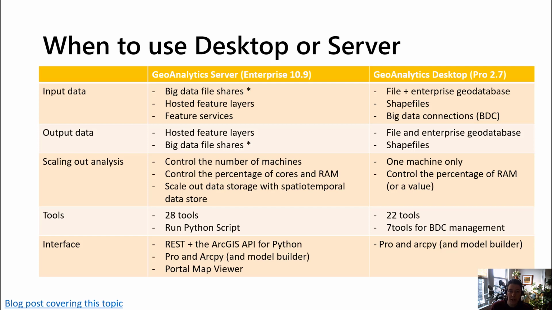I have this table here. I'm not going to go through all of it. There's a blog post covering it. It's really here for reference if you want to come back. It talks about the different input data, output data, how you can scale out analysis, the number of tools, and the interface between GeoAnalytics Server and GeoAnalytics Desktop. It's almost kind of equal at this point. We're adding more tools all of the time. Currently, we have 22 tools in GeoAnalytics Desktop for Pro 2.7 and 28 tools for Enterprise 10.9. I'm just going to leave it there. You can look at it, but this is something you might want to come back to if you're deciding between the two.